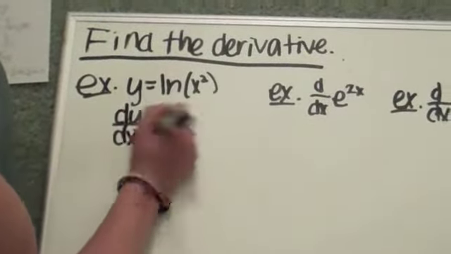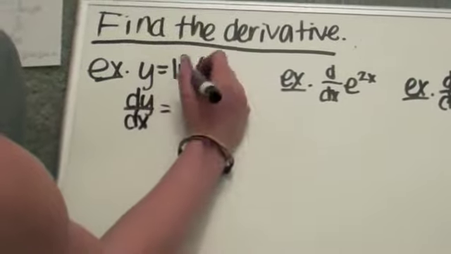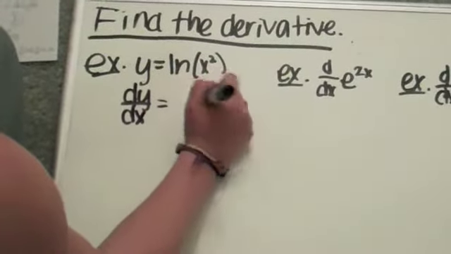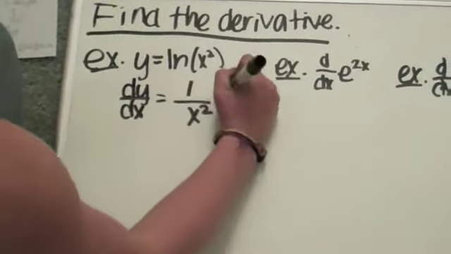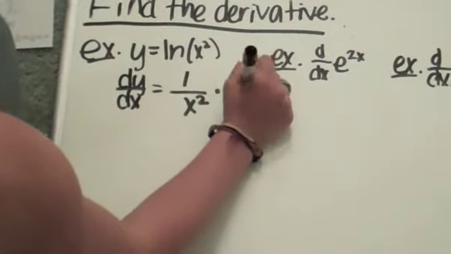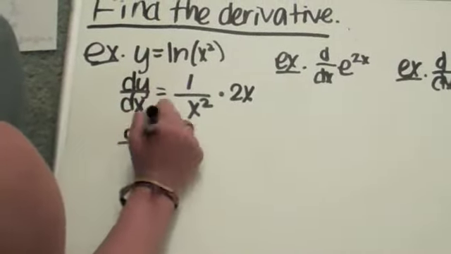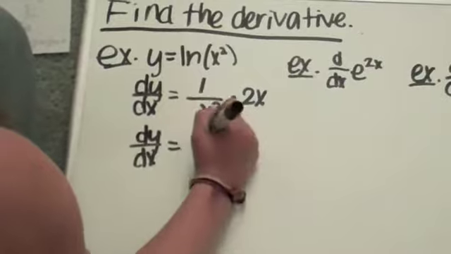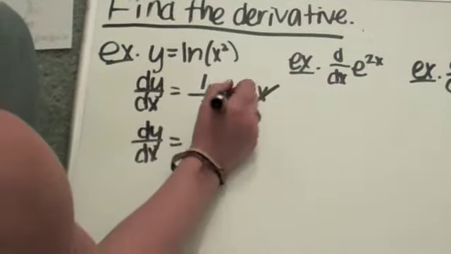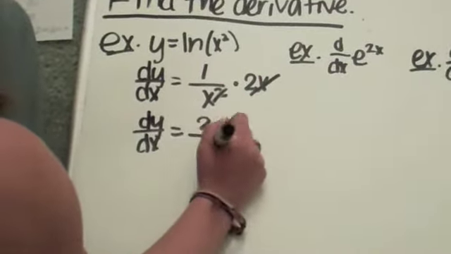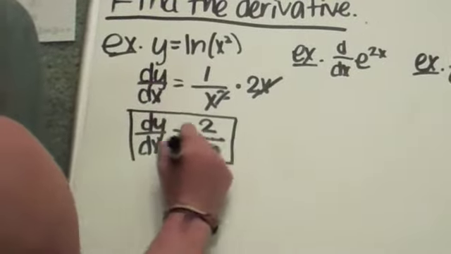Alright, so we're doing the derivative again. So dy over dx equals 1 over x squared, and the chain rule, multiply by 2x. And to simplify, it's dy dx, and we can cancel out the x's, and now it's 2 over x.